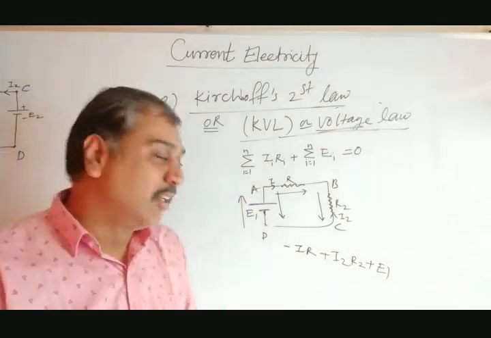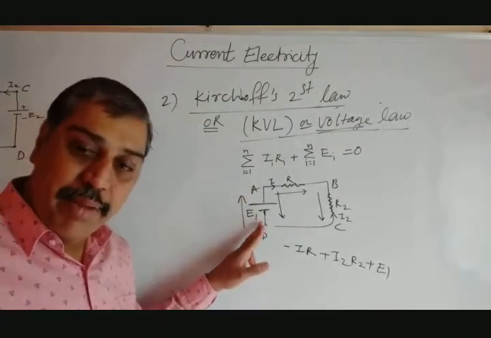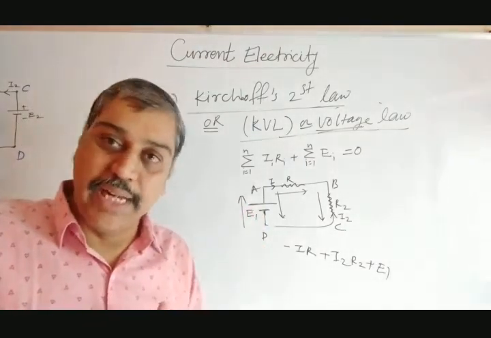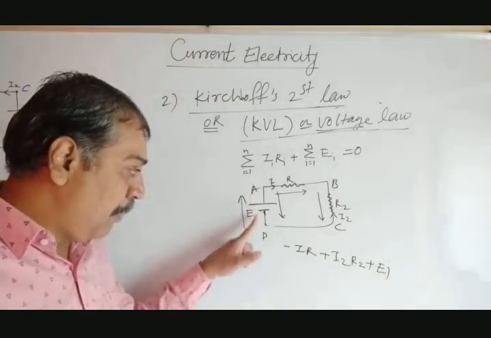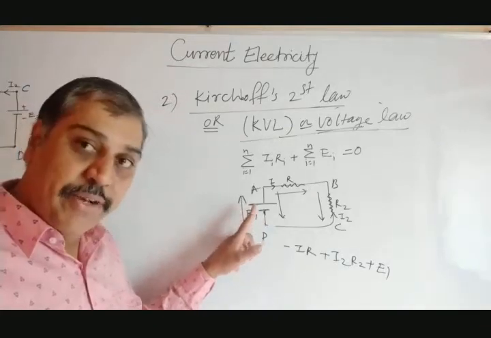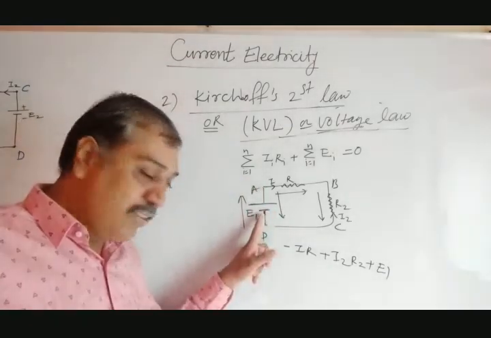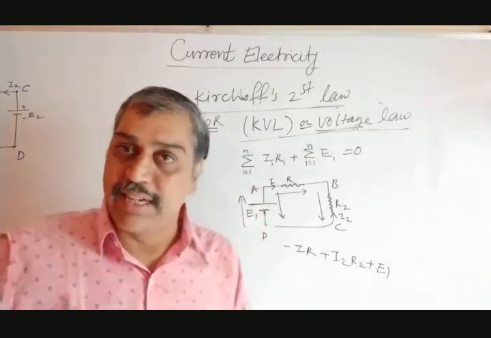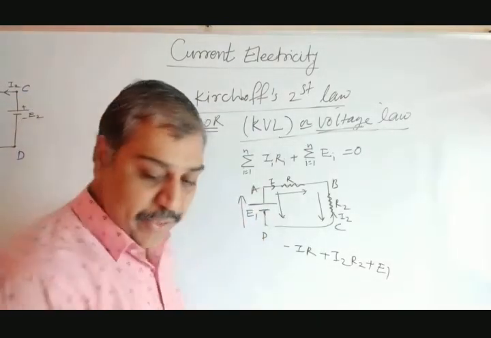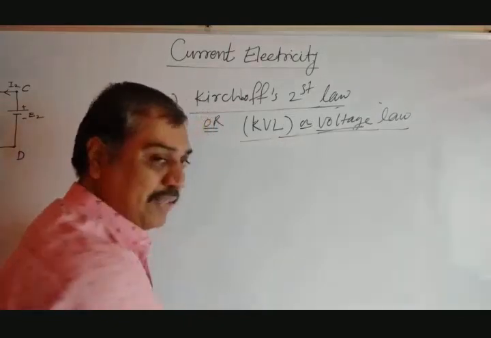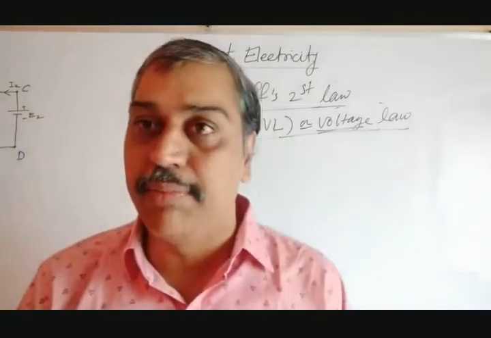In short, whenever we cross an EMF, the last plate we reach decides the sign of the EMF. Suppose we go from bottom to top, the last plate is what? Positive, so it is plus E1. If you are coming from top to bottom, the last plate is negative, so it is minus E1. That's it, that you must remember. Now in your book they have taken a diagram, and in that diagram they try to explain the same, applying the same rules to that diagram.